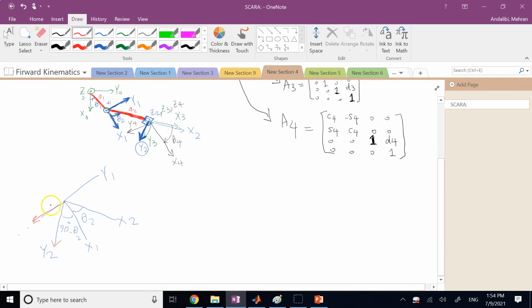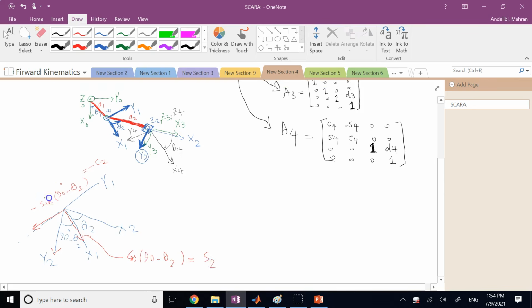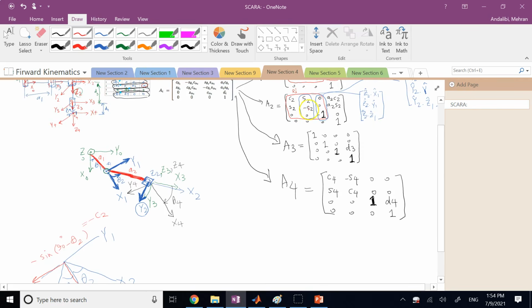So this component here is going to be negative of sine of 90 degrees minus theta 2, which is equal to negative cosine theta 2. And this component, which is along x1, this guy, is going to be cosine of 90 degrees minus theta 2, which is sine theta 2. So now clearly you see where sine theta 2 and negative cosine theta 2 are coming from.